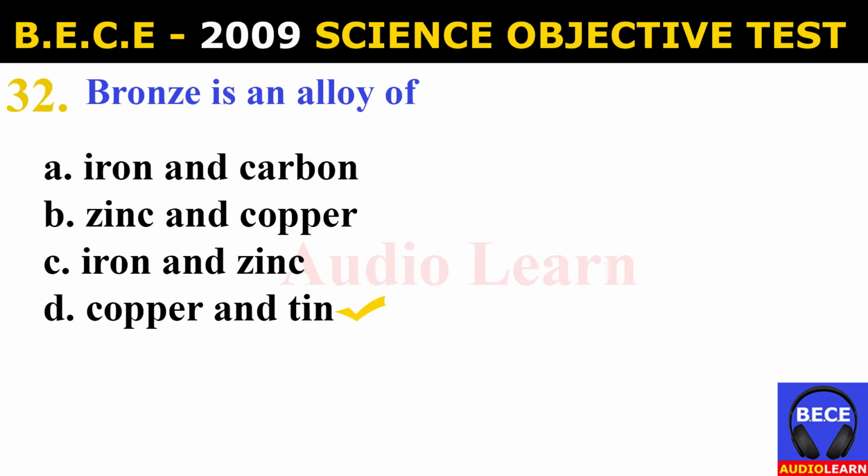Number 32. Bronze is an alloy of A. Iron and carbon. B. Zinc and copper. C. Iron and zinc. D. Copper and tin. And the answer is D. Copper and tin. Bronze is an alloy of copper and tin.